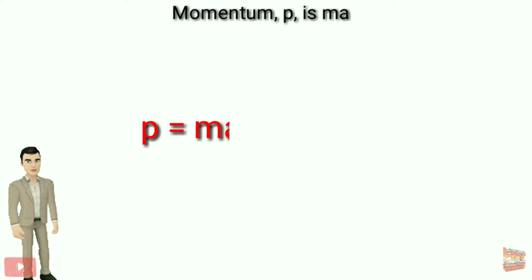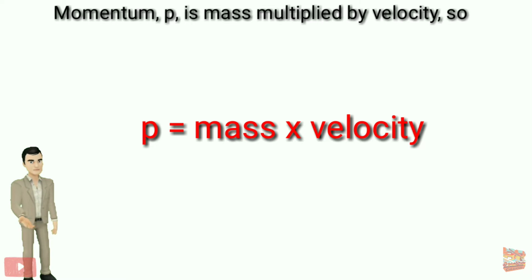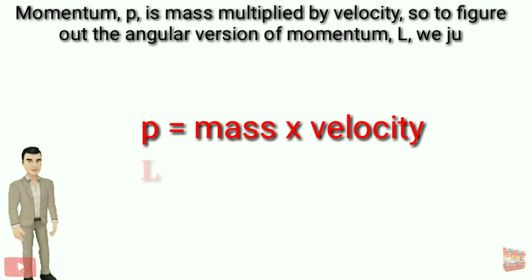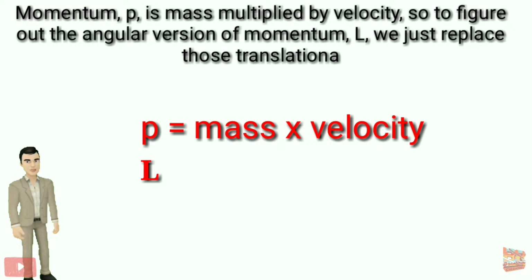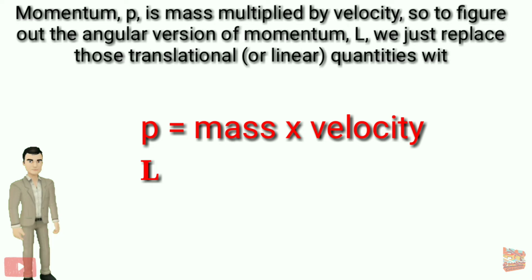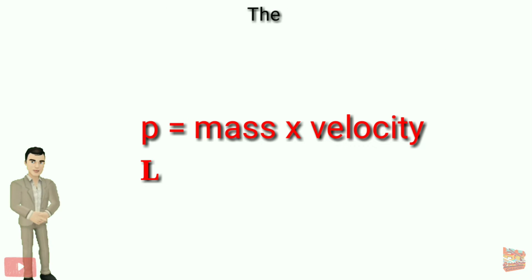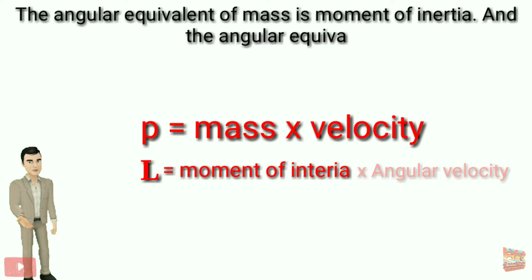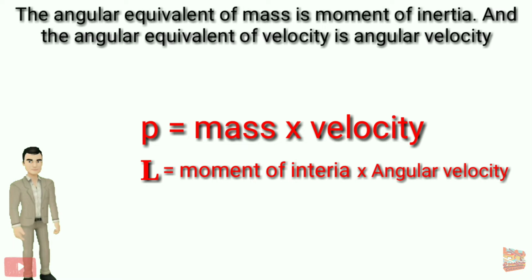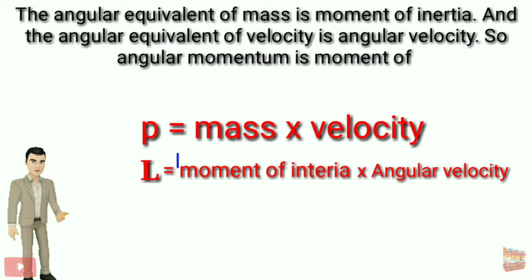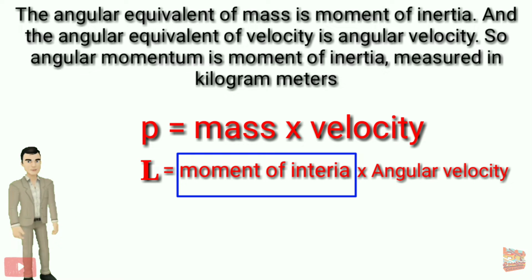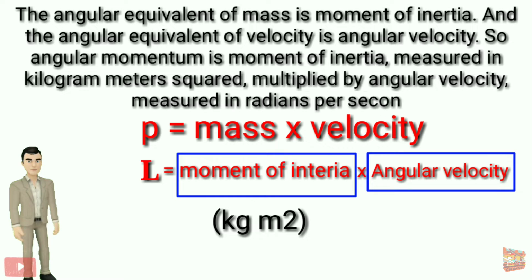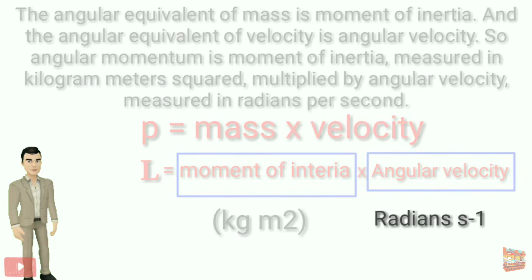Momentum, P, is mass multiplied by velocity. So to figure out the angular version of momentum, L, we just replace those translational, or linear, quantities with angular ones. The angular equivalent of mass is moment of inertia, and the angular equivalent of velocity is angular velocity. So angular momentum is moment of inertia, measured in kilogram-meters squared, multiplied by angular velocity, measured in radians per second.